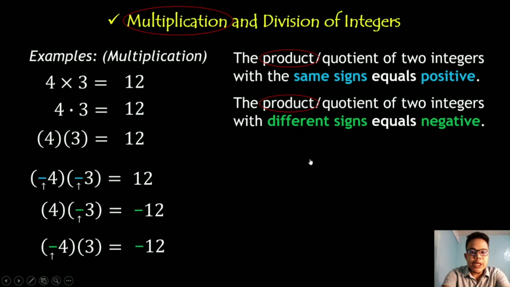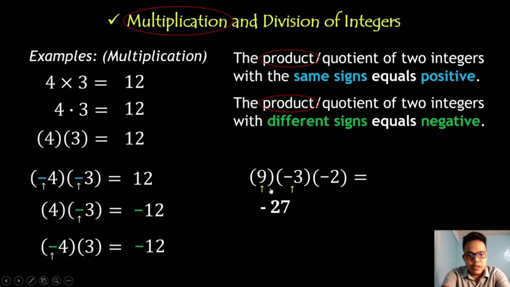How about if we are to multiply 3 or more integers? Say for example, yung mga given integers that we have to multiply are 9, negative 3, and negative 2. Yung mga basic rules pa din na pinag-usapan natin kanina ang i-apply natin to get the product of 9, negative 3, and negative 2. So 9 times negative 3 equals negative 27. It's negative because 9 and negative 3 have different signs. Then we multiply negative 27 and negative 2. Negative 27 times negative 2 equals positive 54. This time it's positive because negative 27 and negative 2 have the same signs. So the product of 9, negative 3, negative 2 is equal to positive 54.